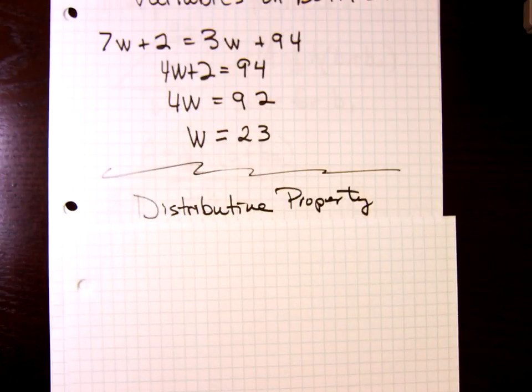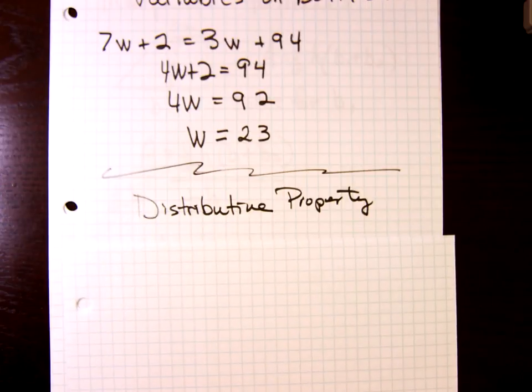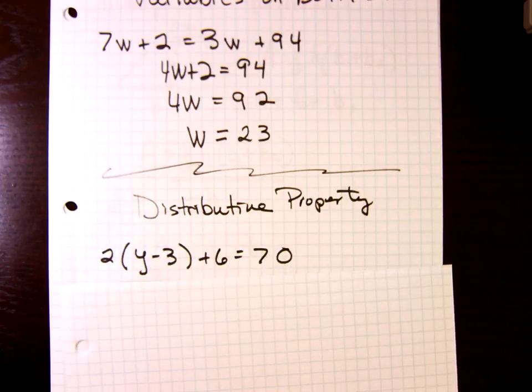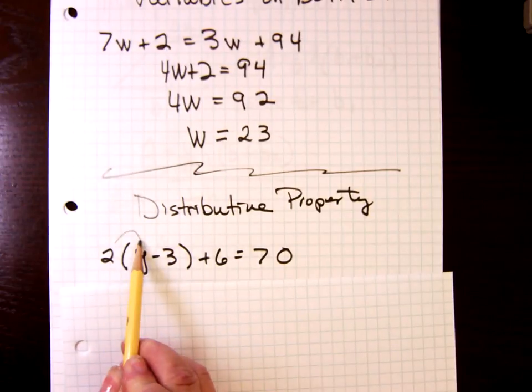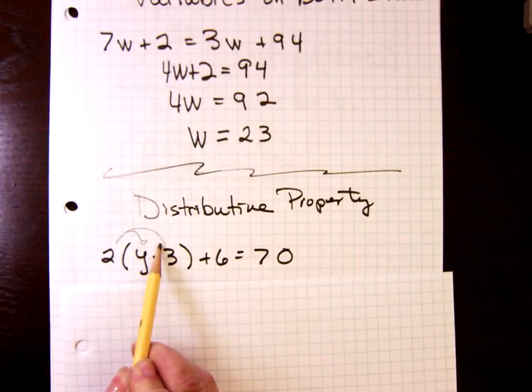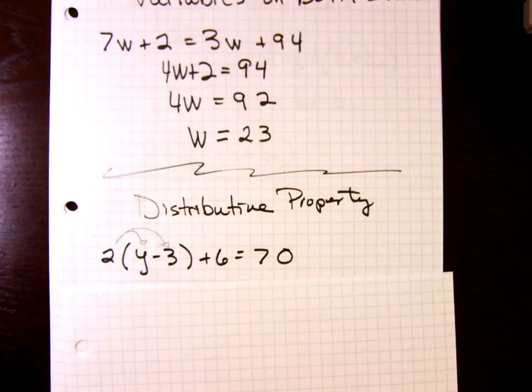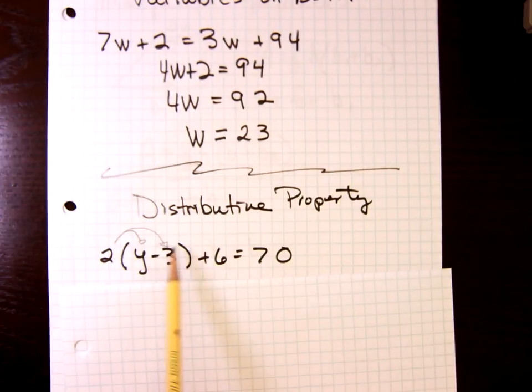Next, we're going to solve an equation using the distributive property. Here's our equation. Where do you see where we're going to use the distributive property? Right, on the left. So we're going to distribute the 2 to everything inside the parentheses. Remember, the most common mistake that you probably made in Algebra 1 was not distributing to this second term.